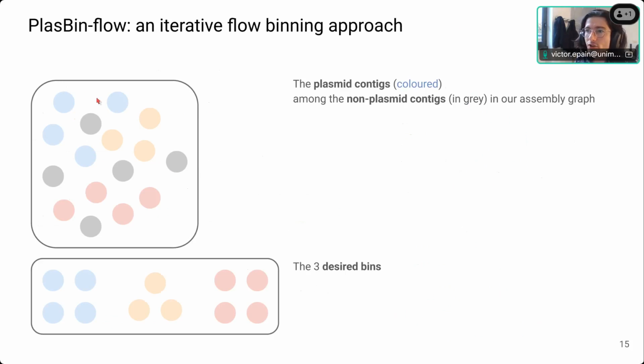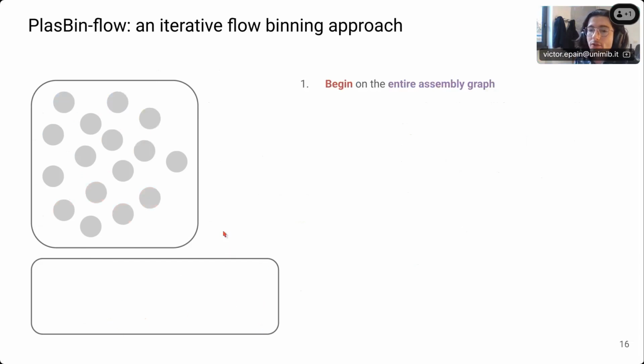In the iterative approach, let's say I haven't drawn the links, but each point here is a contig, and you have your assembly graph without the links, and you have the desired bins, three bins here: blue, orange, and red. Okay, you begin with the entire assembly graph, and you don't know anything. You begin to find a first bin.